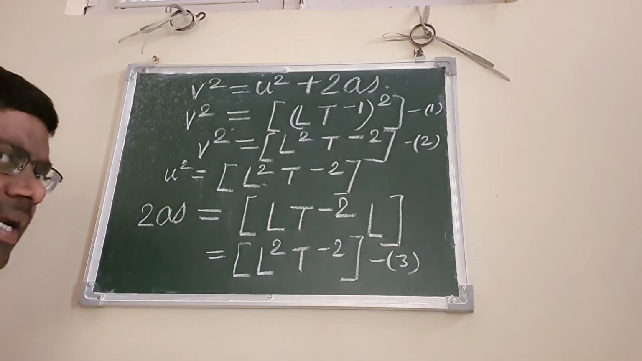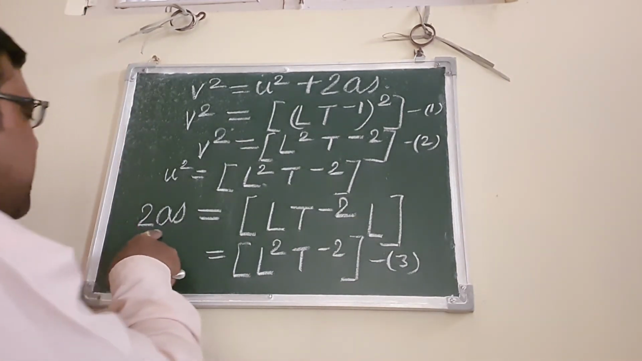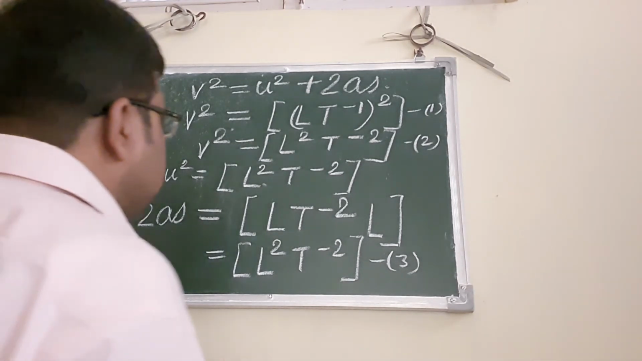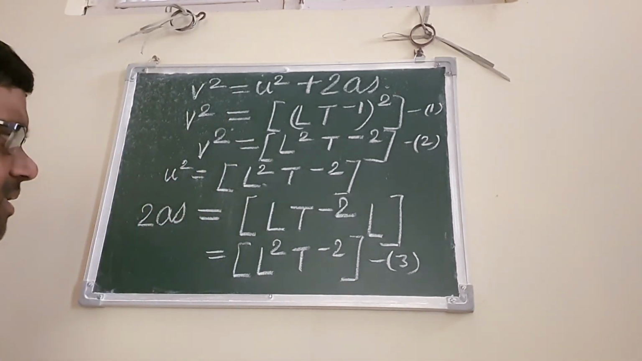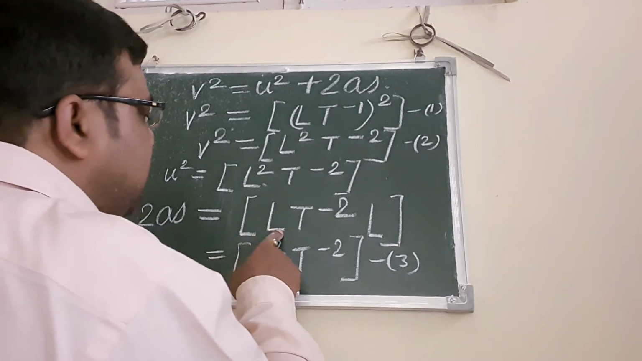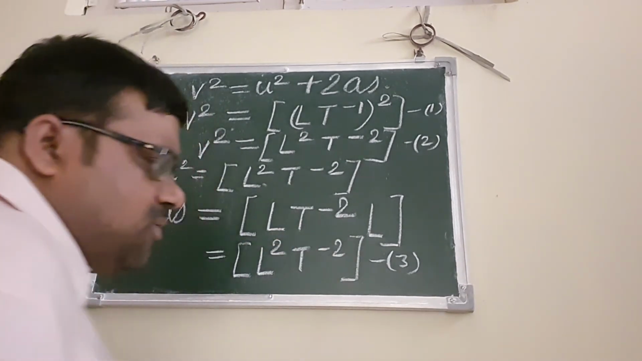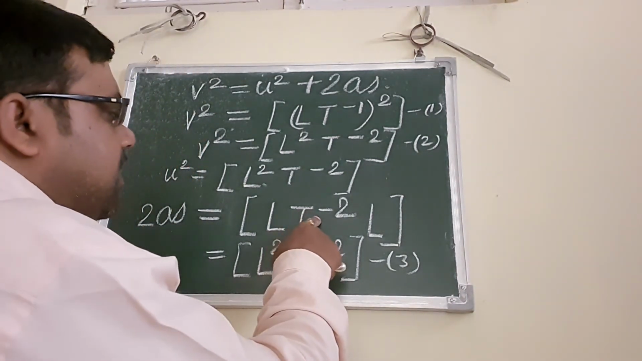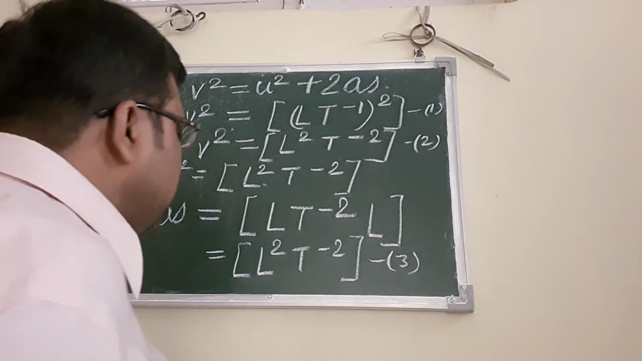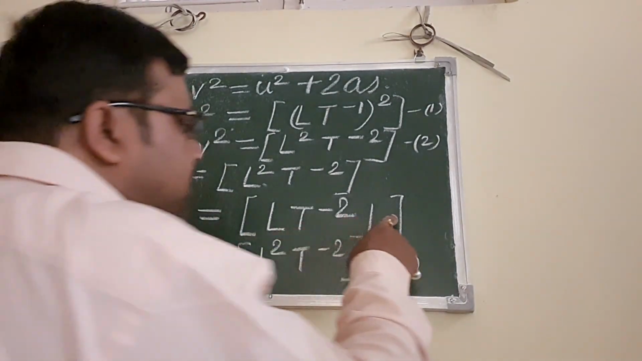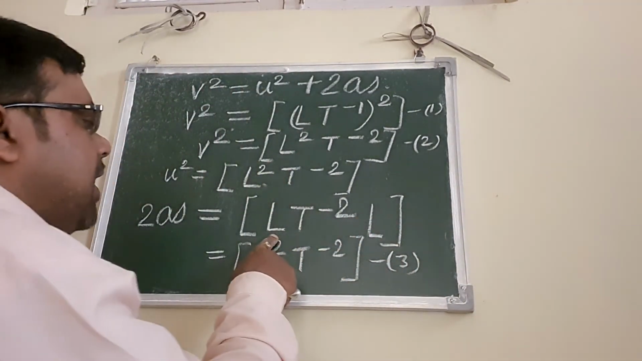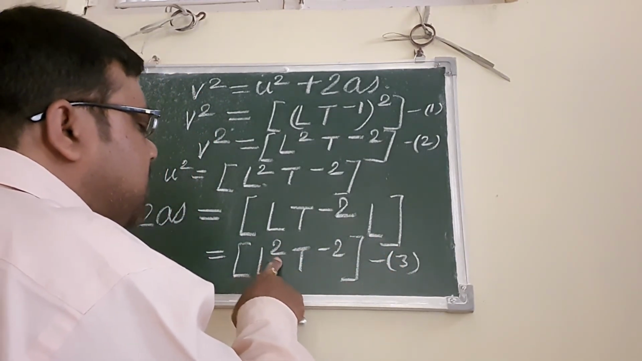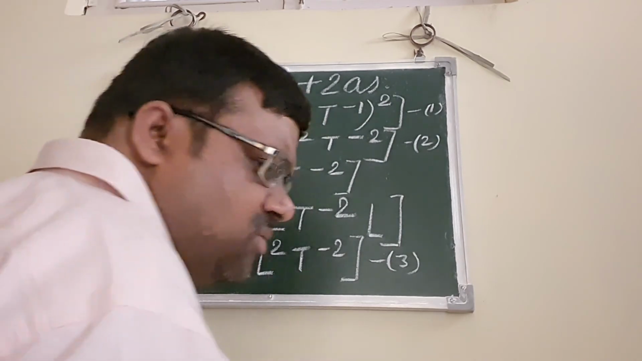Now finding the dimension for the third term, that is 2as. 2 is a constant, so it is dimensionless, so we are not taking its dimension. Dimension for acceleration, that is L t raised to power minus 2 from meter per second square, so it is therefore t raised to power minus 2. As is the length, so its dimension is L. So L into L becomes L square. So after simplification, it becomes L square t raised to power minus 2.